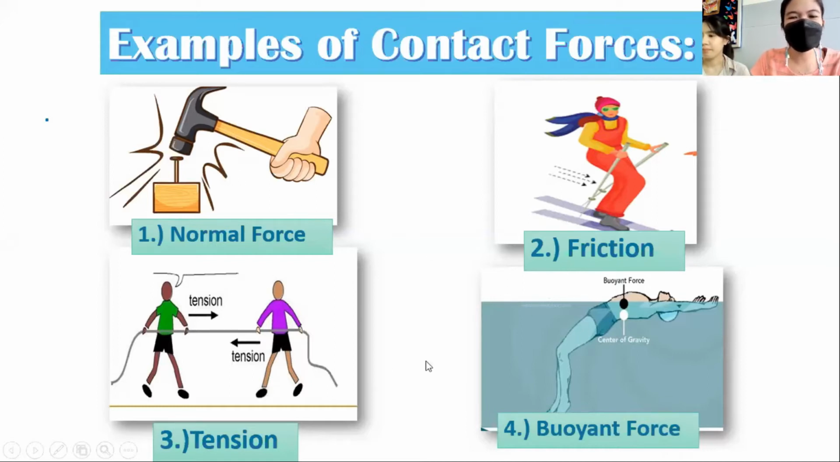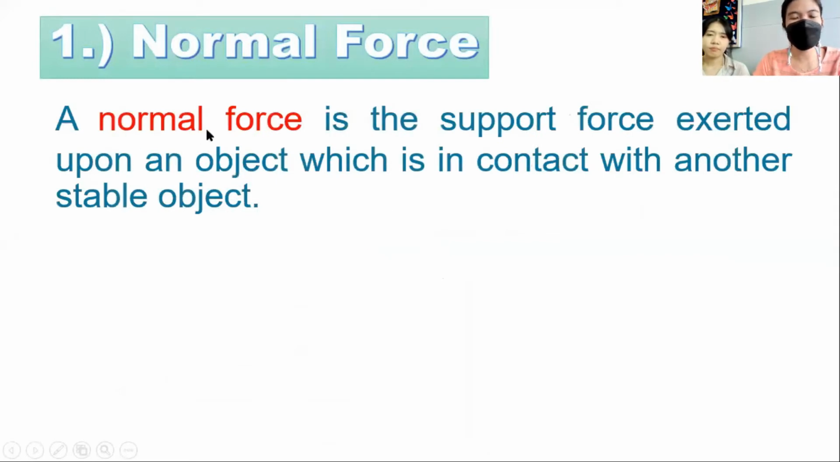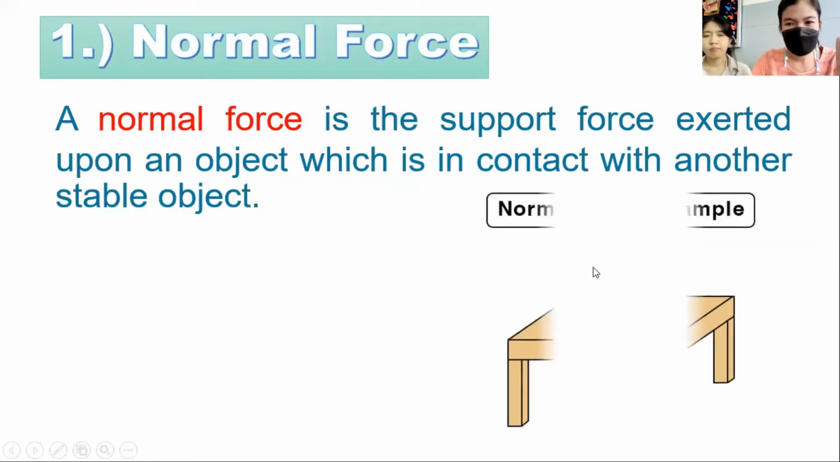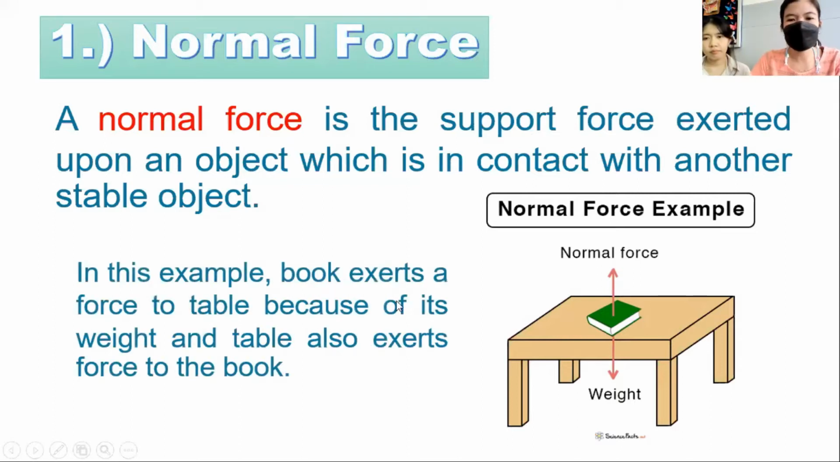Let us know what these examples of forces are. Number 1, normal force. A normal force is the support force exerted upon an object which is in contact with another stable object. Here there are two objects. For example, a book on top of a table. The support force here is the table. The book exerts a force on the table because it has its weight, and the table also exerts force on the book. This is the normal force example.